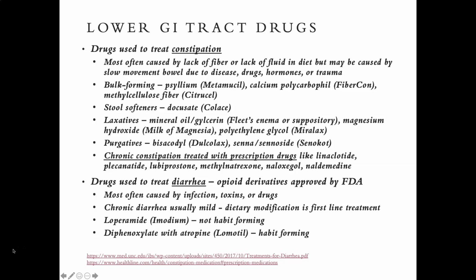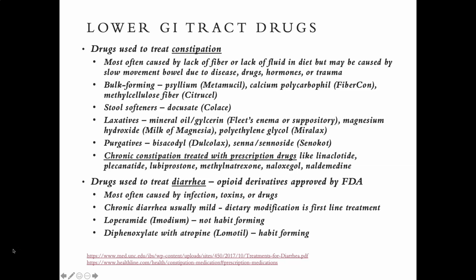Chronic constipation. So let me stop here for a second. Up until this point, we have talked about constipation being treated by bulk forming, stool softeners, laxatives, and purgatives. Although some of these can be prescription, many of them are over the counter. But when it comes to chronic constipation, that is almost always treated with prescription drugs. And then I've listed for you the generic names. You won't need to know that. What I want you to know is that chronic constipation is treated with prescription drugs. That's the means. They don't even use over-the-counter ones when it comes to chronic constipation because they've already tried them and they haven't worked.